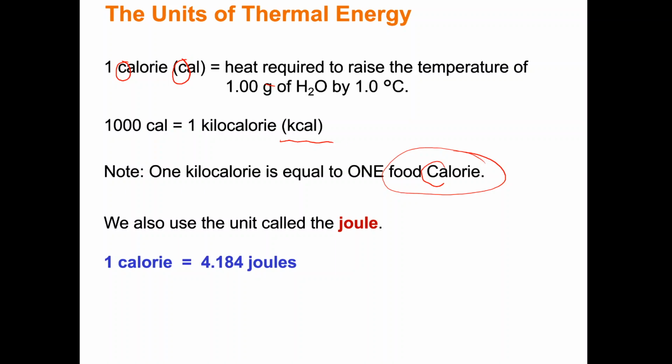The last unit we'll talk about, or one of the last units, is the joule. This is a big unit used in energy or in thermo. And 1 calorie is equal to 4.184 joules. I promise you won't have to try to memorize that. It will happen based on how many problems you work out with this. So remember, 1 calorie is equal to 4.184 joules.